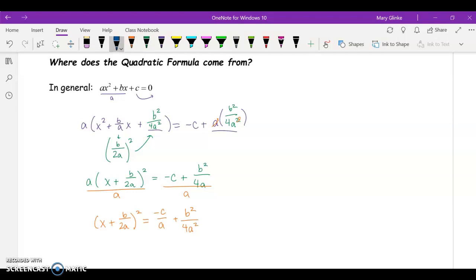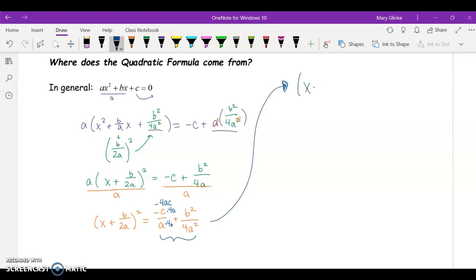So now we're going to combine everything on the right-hand side. You might be saying, well, we can't really add those fractions, which is true. So in order to add them together, we have to get a common denominator. So this one here is missing 4a, so we're going to multiply by 4a. Now we can rewrite this numerator a little bit to be negative 4ac. So hopefully that's striking some chords with you here.